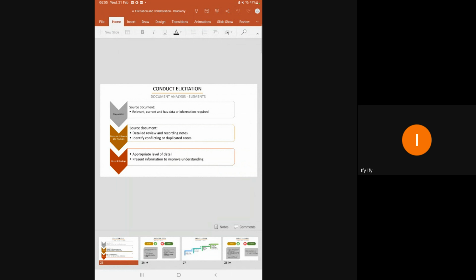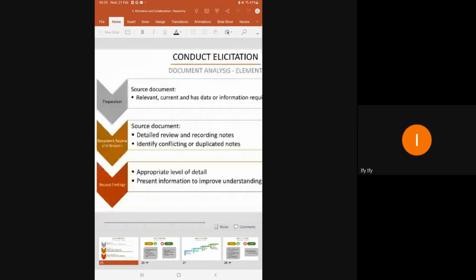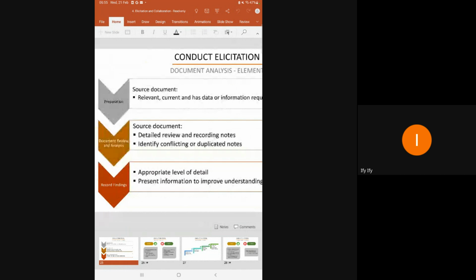Excuse me, please increase your screen, please. I can't see it. Yeah, I'll increase. Is it okay now? Yeah, okay.